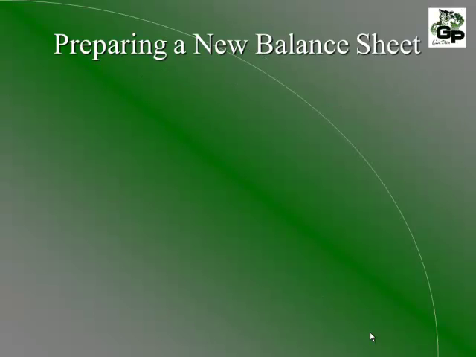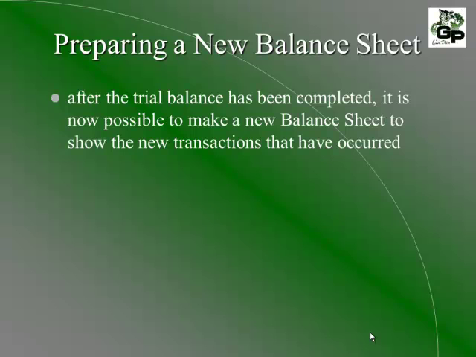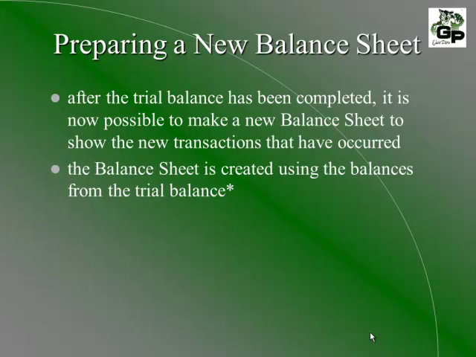How do we prepare a new balance sheet? After the trial balance has been completed, it's now possible to make a new balance sheet to show the new transactions that have occurred during the last accounting period. The balance sheet is created using the balances from the trial balance. So as we said earlier, the trial balance is a tool. We check the mathematical accuracy of all of our transactions, and once we're satisfied the debits and the credits are equal, we can now prepare a new balance sheet.